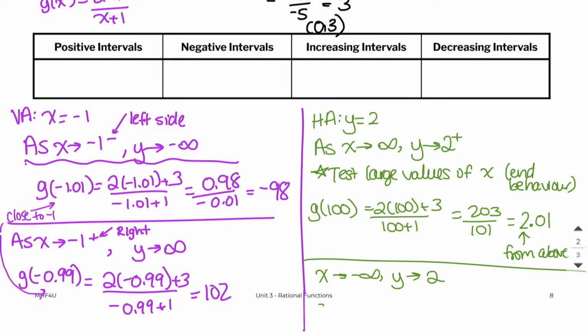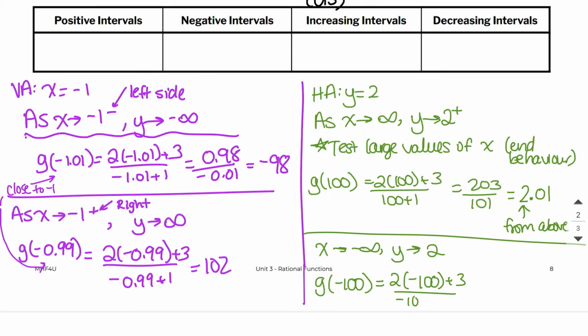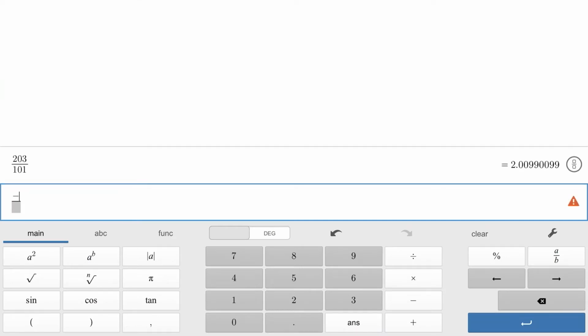So again, we're going to test a large number, but now we're going to test a large negative number. Here I'm going to say 2 times -100 plus 3 all over -100 plus 1. So I get -197 over -99. Let's see what this gives us. -197 divided by -99 gives me a number that's really close to 2, but now it's less than 2. So we would say it's 1.99.